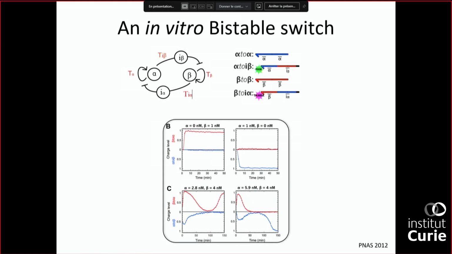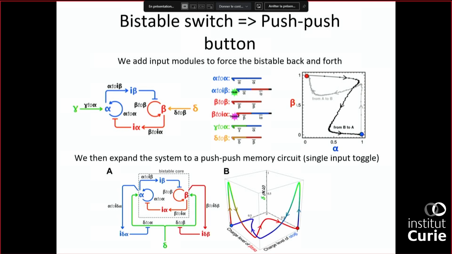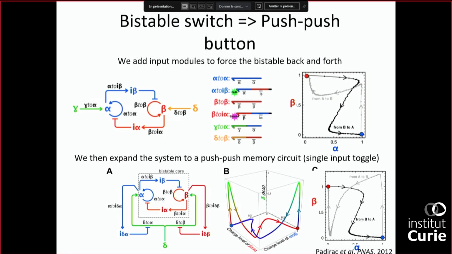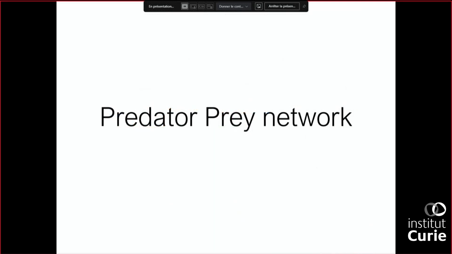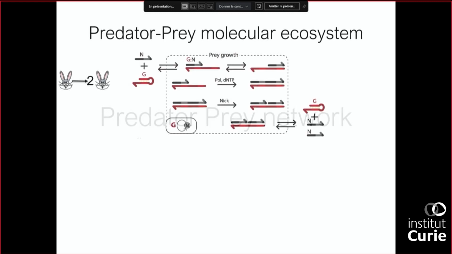Okay, so maybe for the sake of time, I will skip this one, but the idea is that we can now implement other dynamical behavior, and we select another classic one, which is a bistable system. So here we implement a bistable system by designing this particular circuit here. And then I wanted to talk about the realization of a chemical predator-prey network. So you remember that we need prey replication. So this is this reaction here that we have to implement.